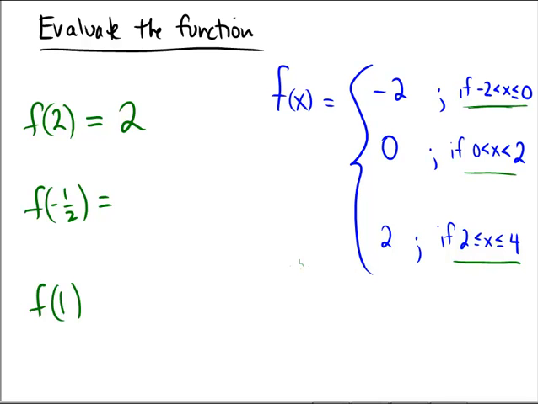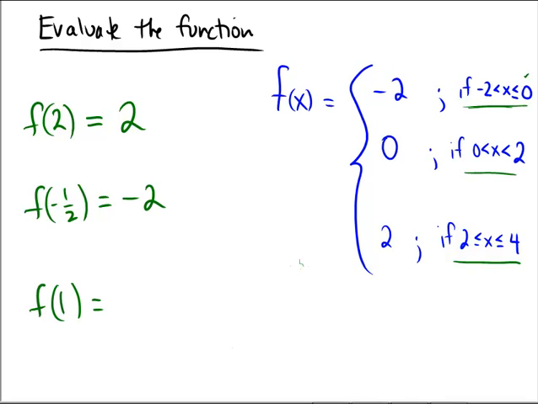Let's try f of negative 1/2. As I went through the rules, can you see which interval negative 1/2 falls into? If you said the first rule, you are correct. Negative 1/2 is between negative 2 and 0. Therefore, the rule we'll follow will be the top rule. And the top rule says simply say negative 2.